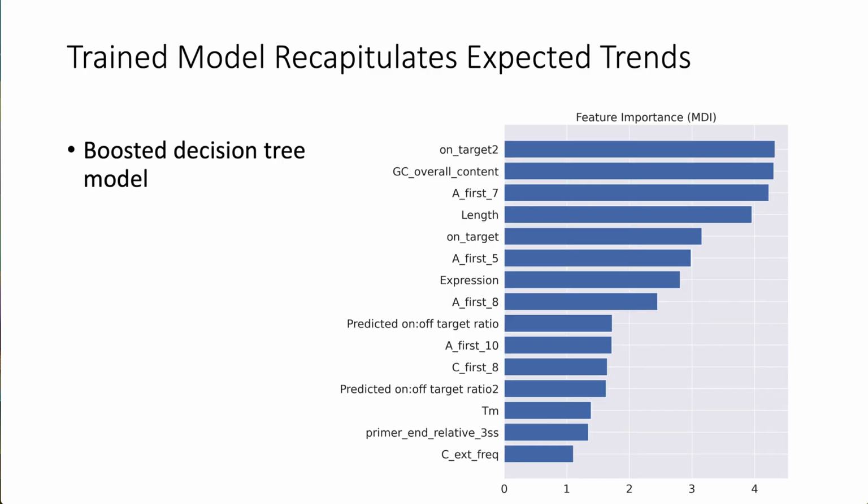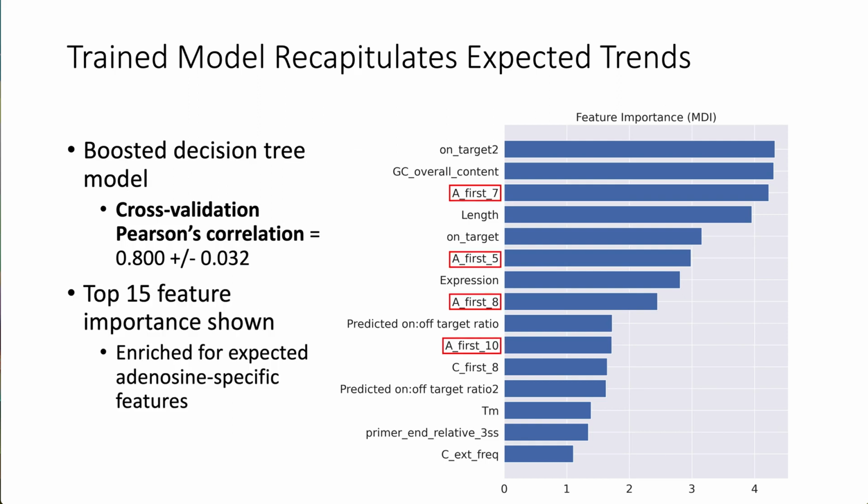Based on our training data set, we were able to use a boosted decision tree model to achieve a cross-validation Pearson's correlation of 0.8. We also observed that when we looked at the top 15 features in our model, we see that many are expected, including the strong presence of adenosine-specific features.